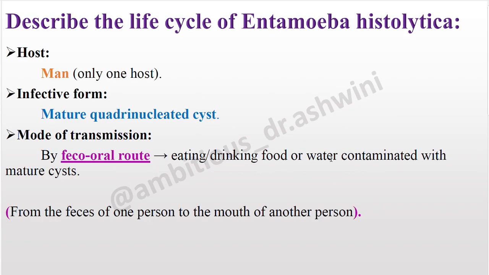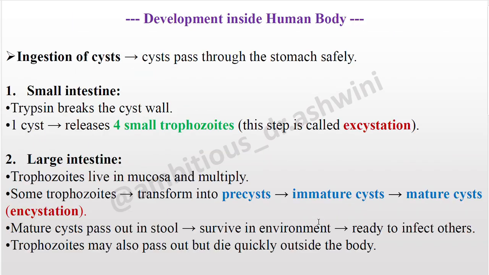The life cycle of Entamoeba histolytica: mainly the host is man. The one and only host is man. Infective form is the mature quadrinucleated cyst. Mode of transmission is by the fecal-oral route, that is by eating or drinking food or water contaminated with mature cysts. Fecal-oral route means from the feces of one person to the mouth of another person. Development inside the human body comes under the life cycle.